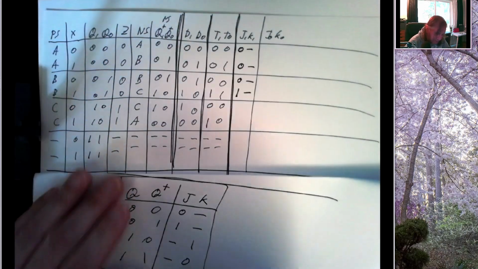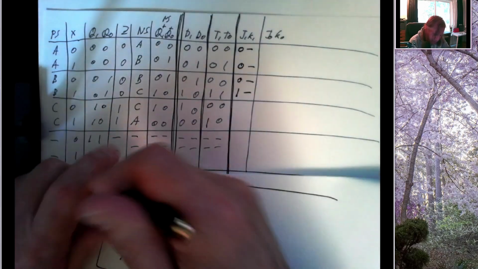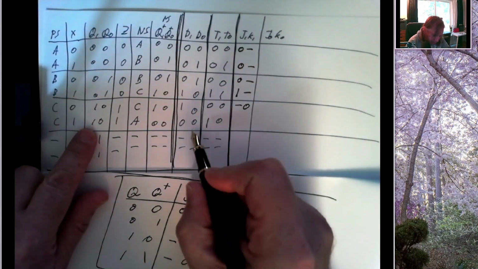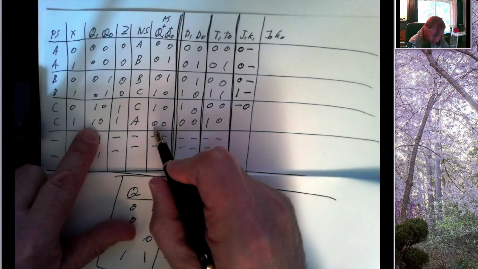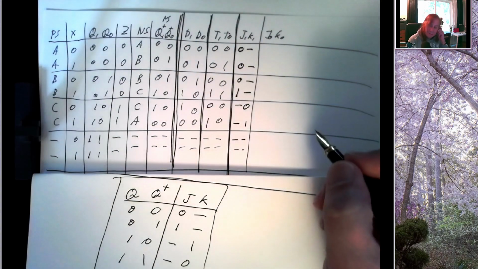So let's fill in the rest of the J's and K's. We want to go from a 1 to a 1. That's a dash 0. Here we want to go from a 1 to a 0. That's a dash 1. And these we don't care about.